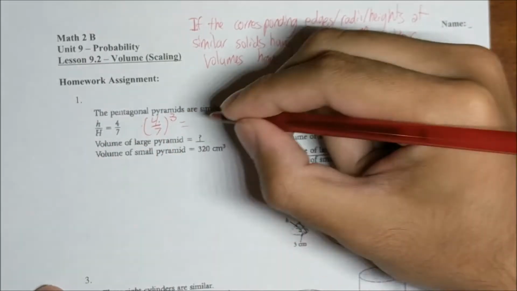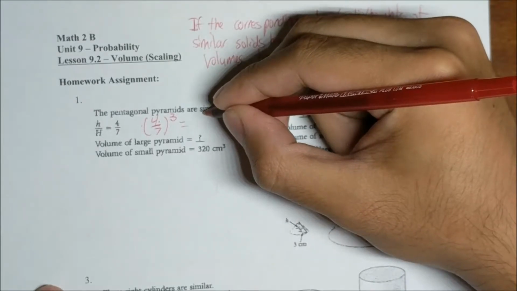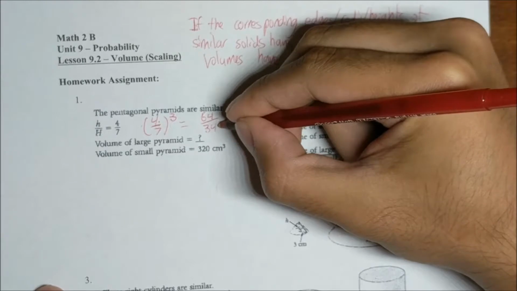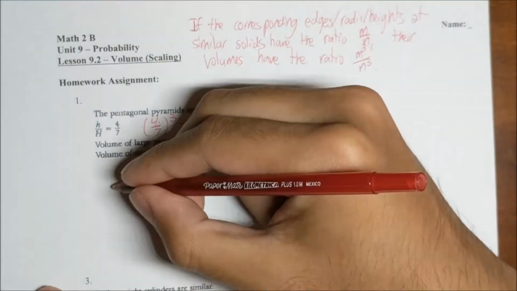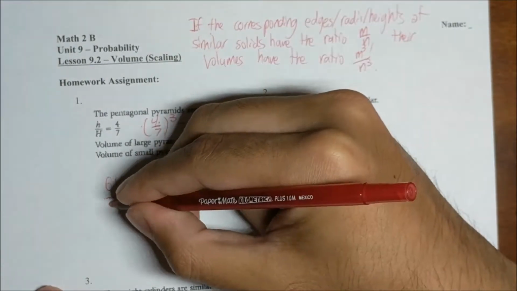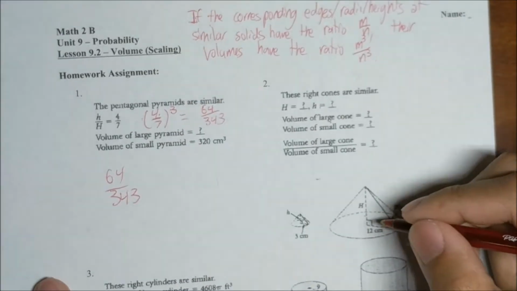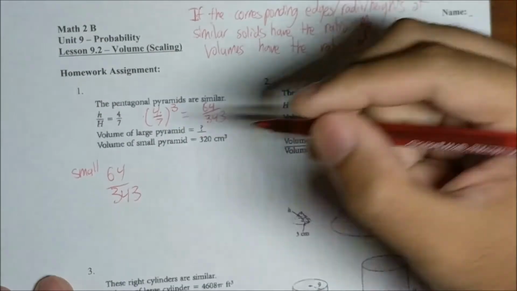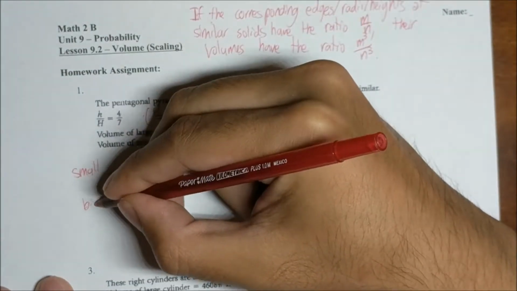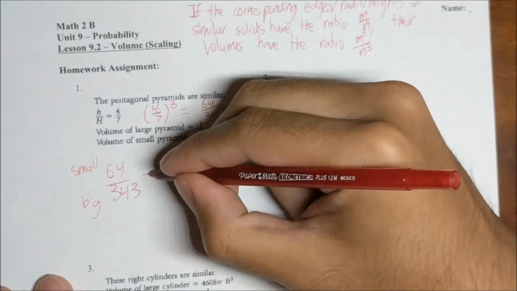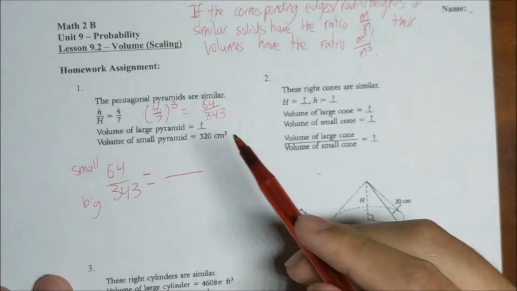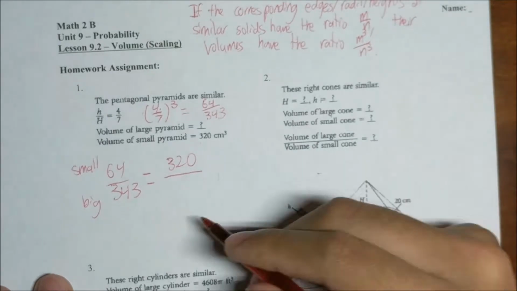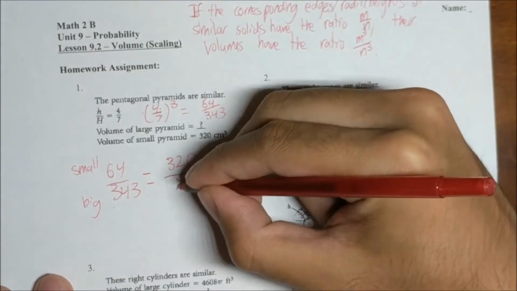So to find the ratio of the volumes, I cube the ratio of their, in this case, their heights. So 4 cubed is 64, 7 cubed is 343. Okay, so 64 over 343. This represents the small pyramid's volume compared to the big pyramid's volume. And then I know the small pyramid's real volume is 320, and I want to figure out the big pyramid's real volume.